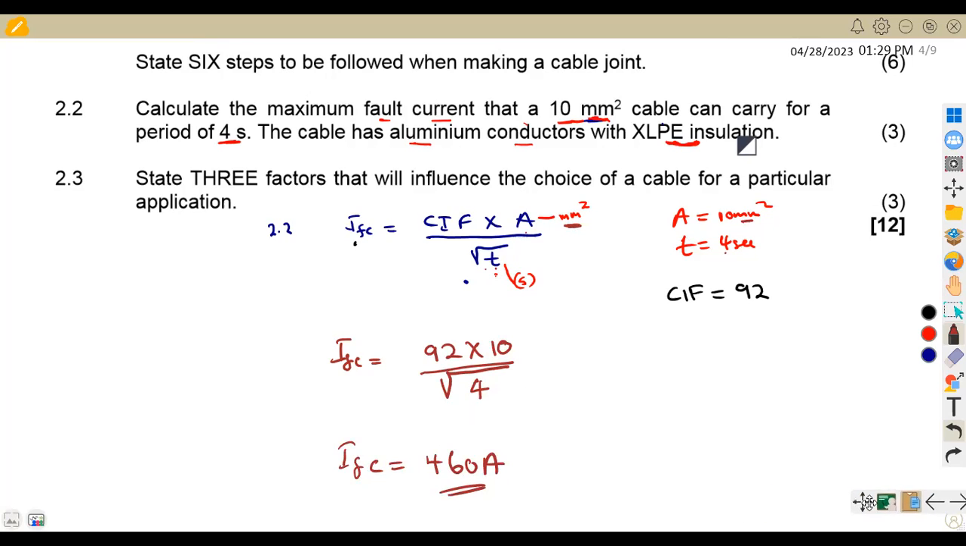Take note about the units. If you write wrong units, then everything that you're dealing with here is wrong. So make sure that you use correct units. All right. So that was our question.